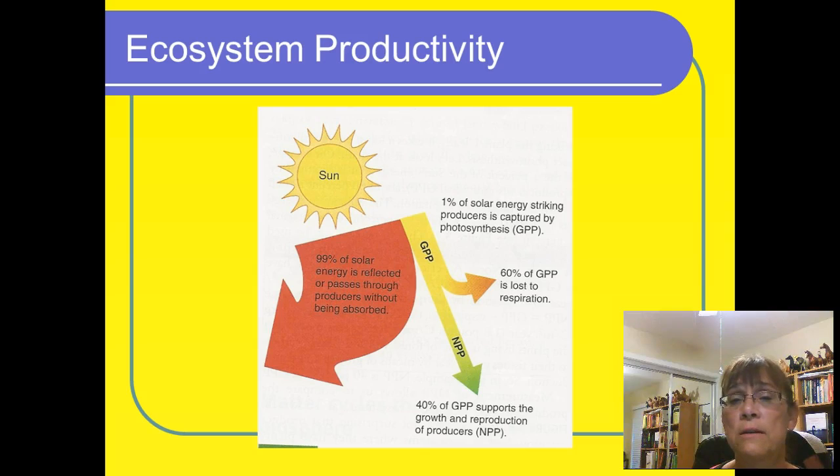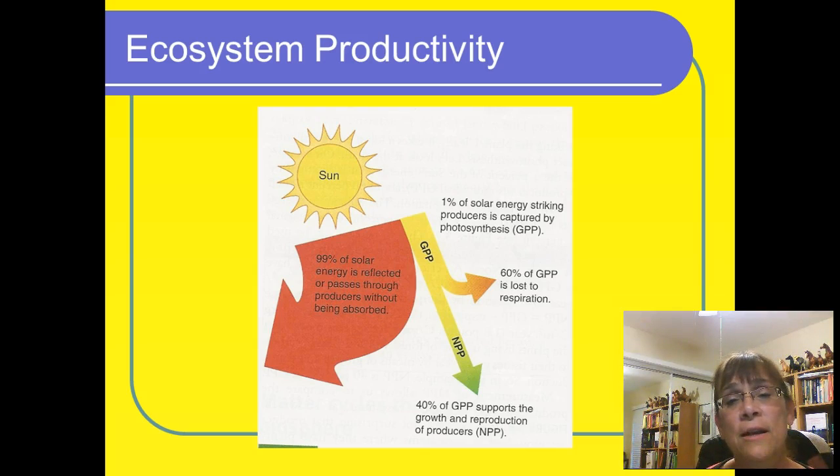And notice 1% of solar energy is actually captured through photosynthesis. So basically the sun's energy, photosynthesis, is basically 1% efficient. So 99% of the solar energy is then reflected, and producers don't pick it up. When I first learned that, it was astounding to me. I just figured it would be more efficient. I didn't realize there was so much sun there.